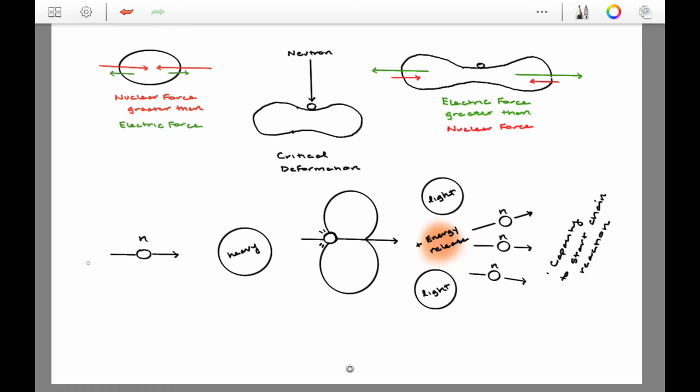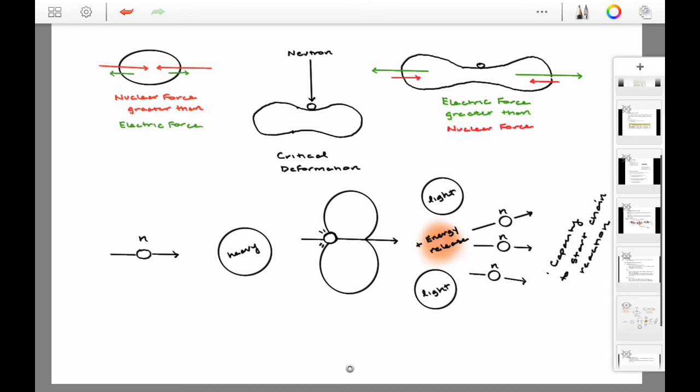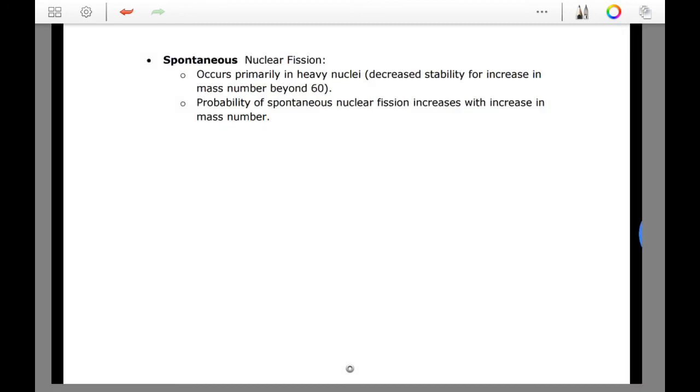And so this is seen here, the full nuclear fission timeline. We have a neutron coming into contact with a heavy nucleus, and this will result in a critical deformation of the nucleus, which will ultimately split this one nucleus into two lighter nuclei and result in energy release, kinetic energy for these lighter nuclei and further neutrons, which have the capacity to start another chain reaction.